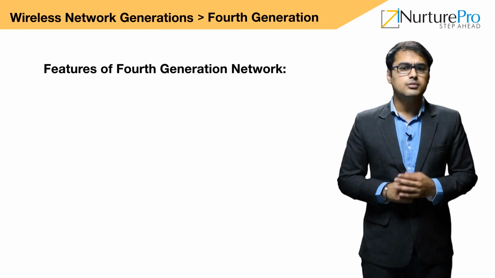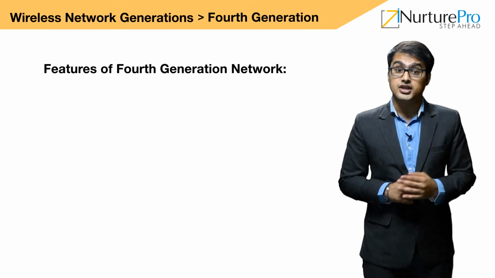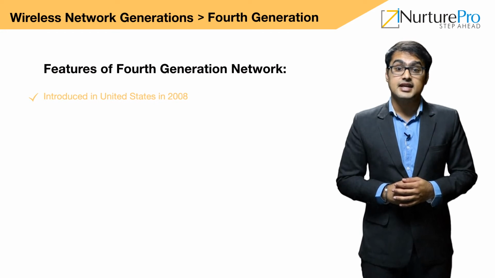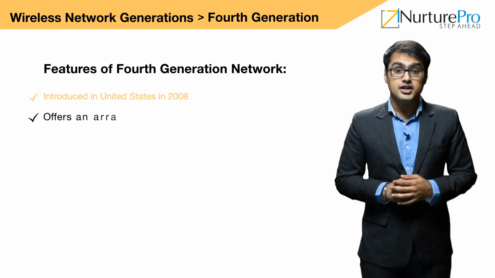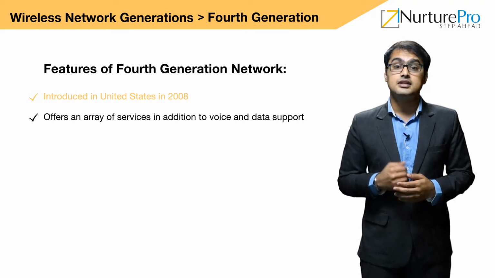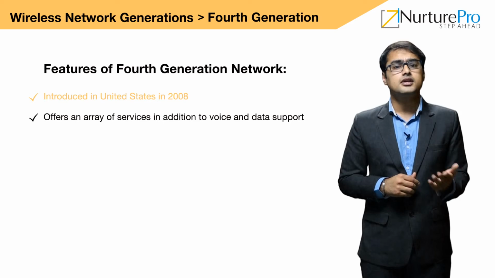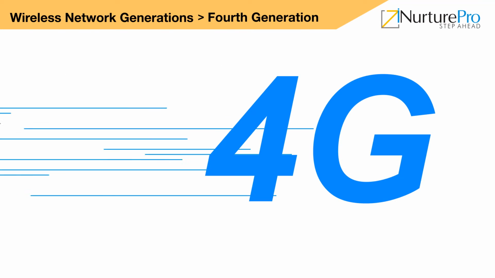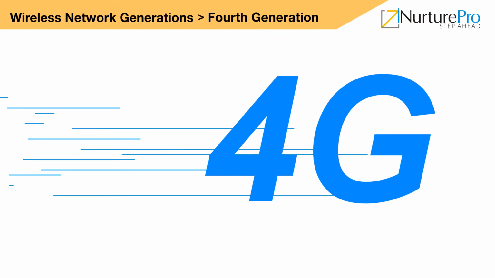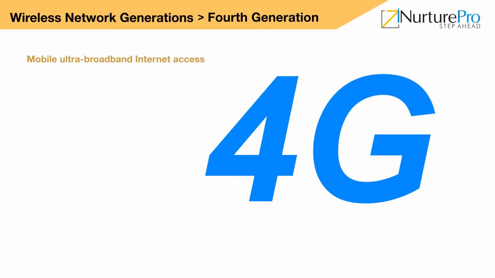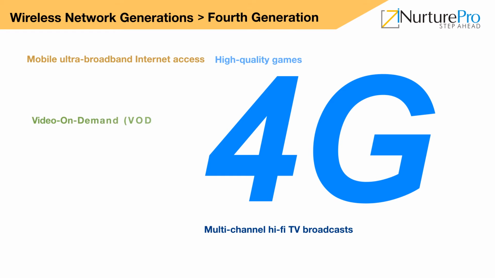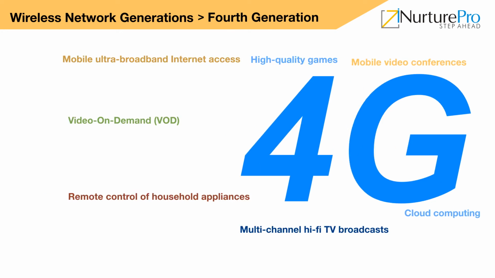Finally, let's talk about the most advanced wireless network, 4G. It was introduced in the United States in the year 2008. In addition to voice and data support, the 4th generation wireless system also offers a lot of other services. The services offered by the 4th generation network include mobile ultra broadband internet access at a speed of 1 GB per second, multi-channel hi-fi TV broadcast, high quality games, video on demand, mobile video conferences, remote control of household appliances using a mobile device, and also cloud computing.